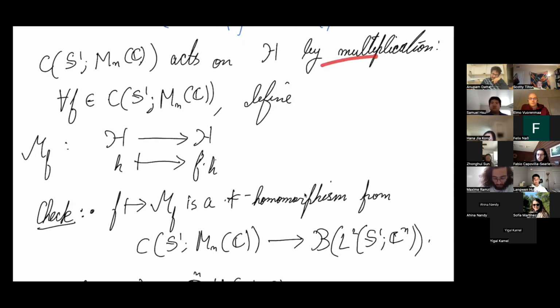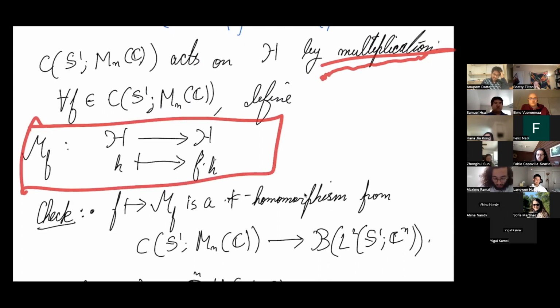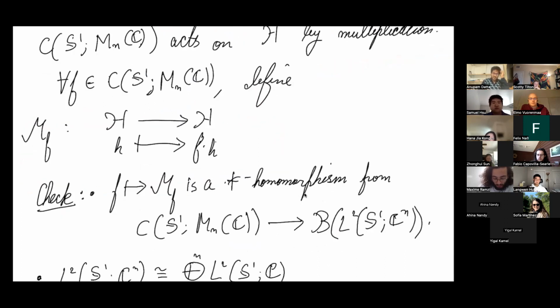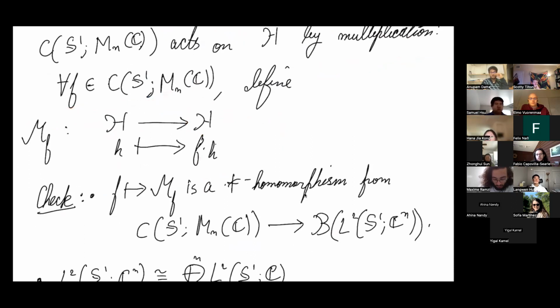If you are from a functional analysis background, you know that this is extremely crucial for representing your abelian C-star algebras in B(H) and stuff like that. But the crucial thing that I want to mention is that these operators, which take an element of L2 of S1 with values in C^n to the product of a matrix with this element, are legitimate operators. In fact, it is a star homomorphism from the space of continuous functions on the circle with values in the matrices to the space of bounded linear operators on this L2 space.